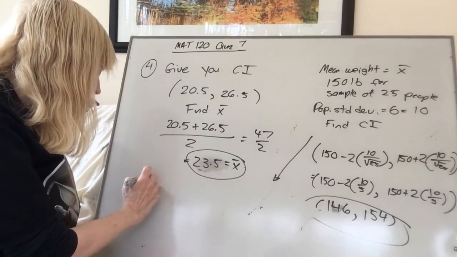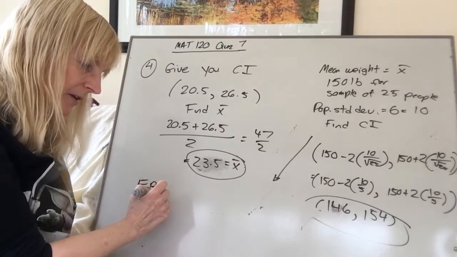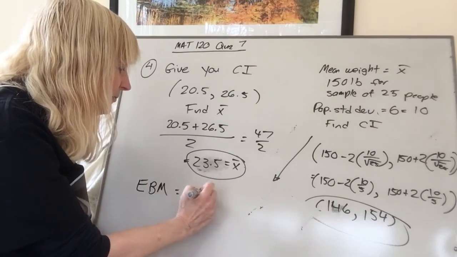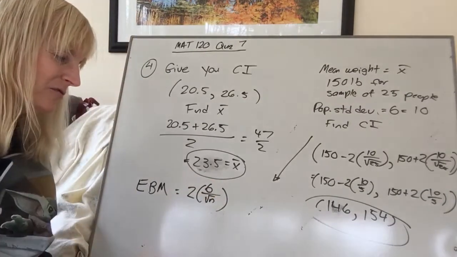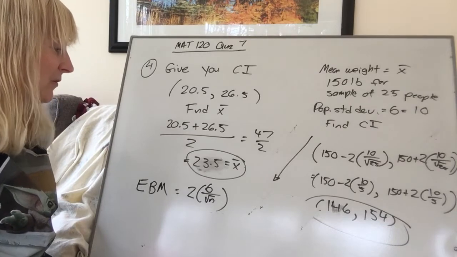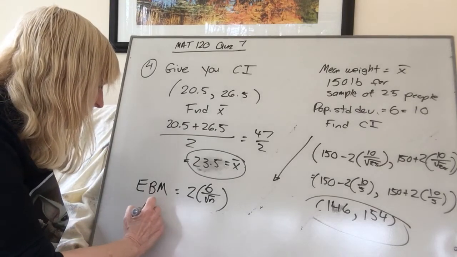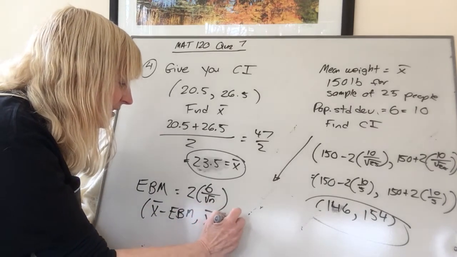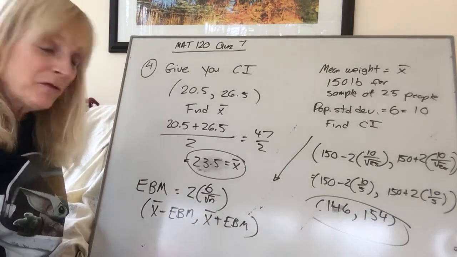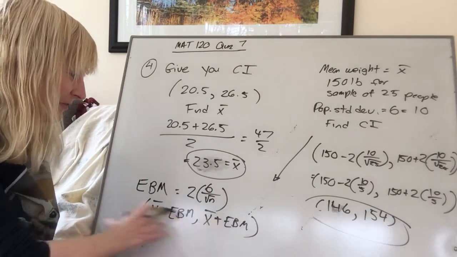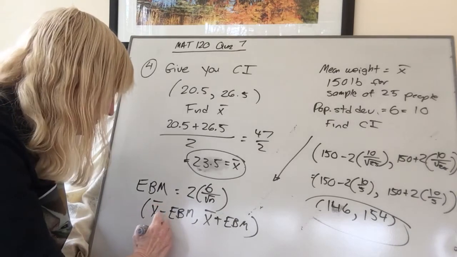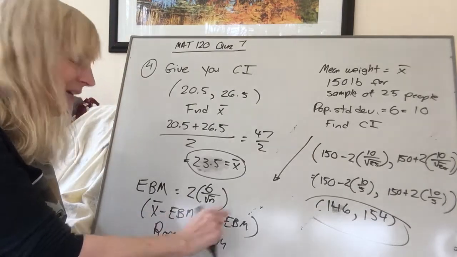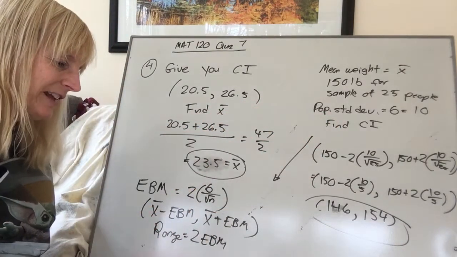They might ask you to find something called the EBM. What the heck is that EBM? The EBM is just 2 times sigma divided by the square root of n. They call it the error bound, right? So actually the confidence interval is this. If you think about it, the range, the distance between these two numbers, is equal to 2 of these, because that's the whole distance between the two. You divide by 2, you're going to get one of those.